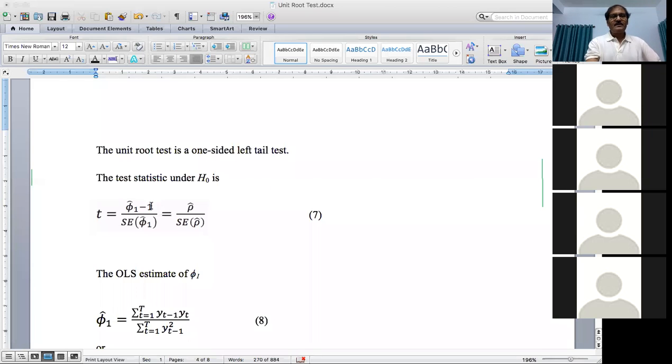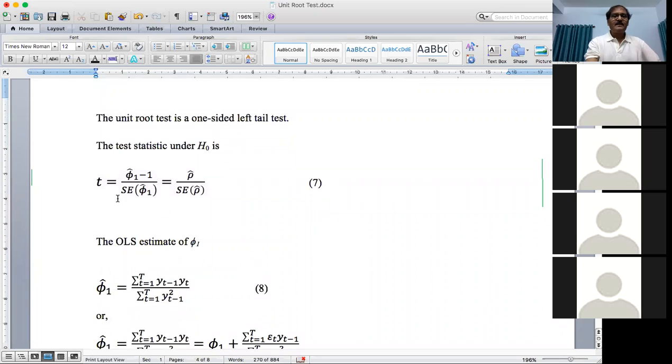Therefore, this is the mean value of phi 1 hat. So the t statistic looks like this: phi 1 hat minus 1 divided by the standard error of phi 1 hat, which is equal to rho hat divided by the standard error of rho hat, because we have defined rho as phi 1 minus 1. Okay, so this is the test statistic used in the Dickey-Fuller test, and it looks similar to the t statistic we have used conventionally.